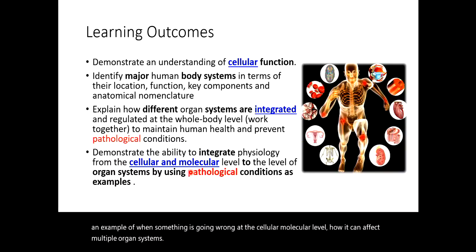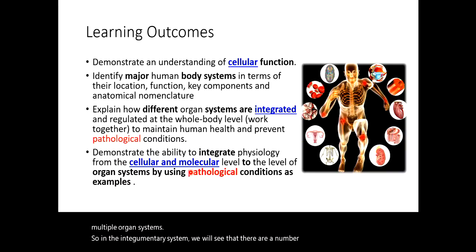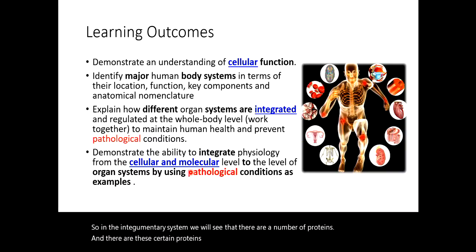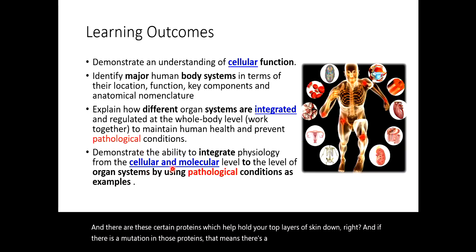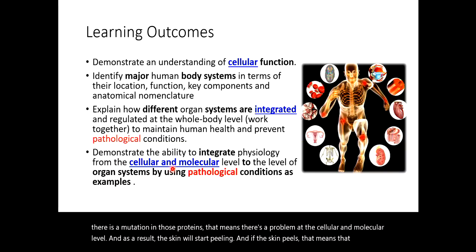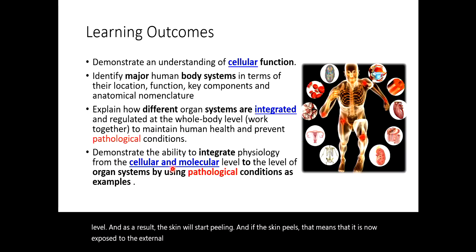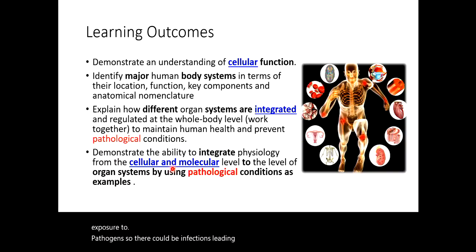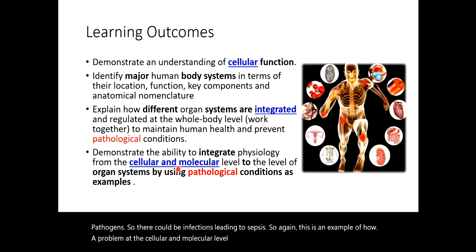So in the integumentary system, we'll see that there are a number of proteins which help hold your top layers of skin down, right? And if there is a mutation in those proteins, that means there's a problem at the cellular and molecular level, and as a result, the skin will start peeling. And if the skin peels, that means that it is now exposed to the external environment. You can have dehydration, loss of water. There could be exposure to pathogens, so there could be infections leading to sepsis. So again, this is an example of how a problem at the cellular and molecular level can affect multiple organ systems, right?